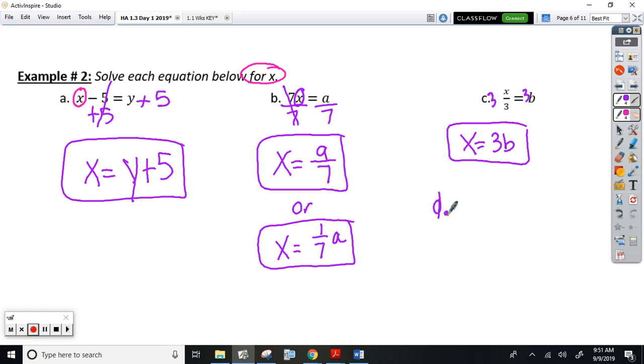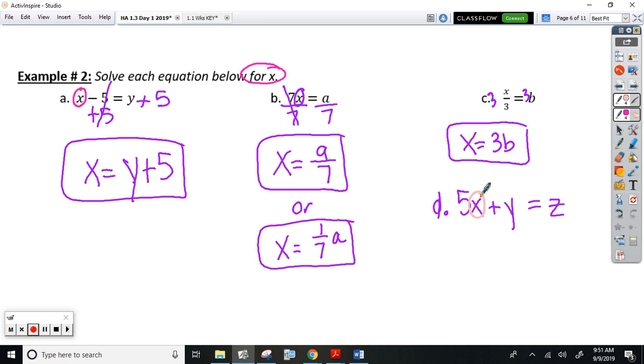What did I have? 5x plus y equals z. Let's add that to your paper. 5x plus y equals z. So again, maybe circle or draw attention to your x. This is going to be a 2-step, so it's going to take 2 inverse operations to move everything to the other side.